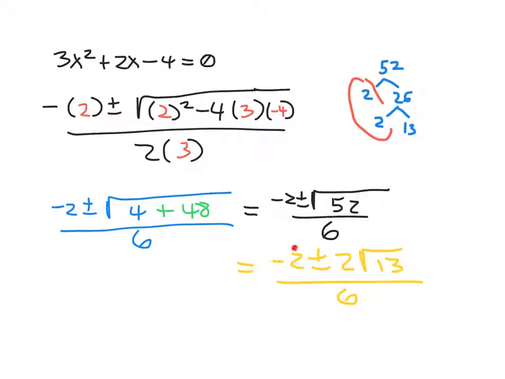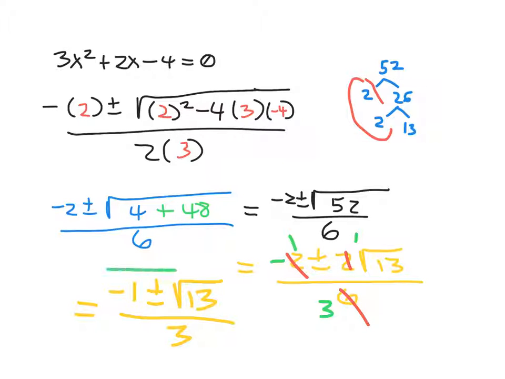It's possible that the teacher will be happy with that as an answer, but it's possible that the teacher might also want us to reduce the -2 over 6 and the positive 2 over 6. Without getting into a whole lesson about how to do that, just know that this and this both could reduce, where this would become a -1, this would become a +1, and the negative, by the way, is right here, and the 6 down here would become a 3. So that would be -1 plus minus radical 13 all over 3. That is the answer.